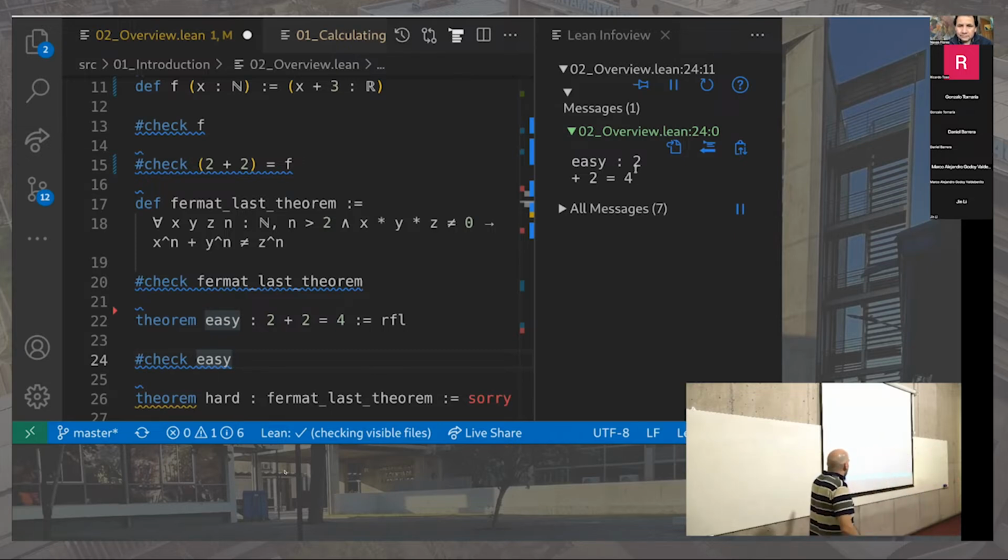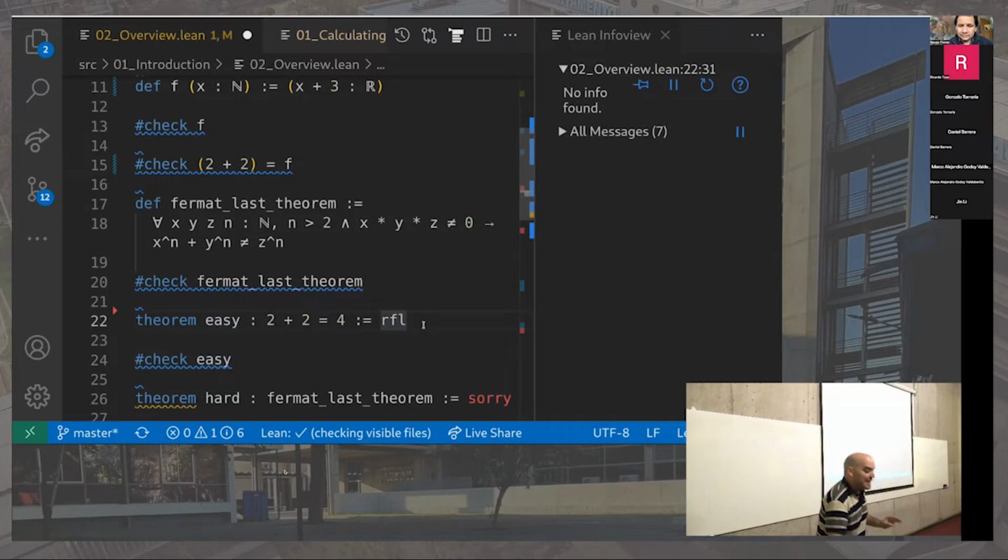But I think it's interesting to show you at the beginning. So you have to think that easy is a proof of the fact that 2 plus 2 is equal to 4. Ignore how Lean constructed it. It constructed it using this keyword, but the idea is that easy is a proof of a proposition. Which one? 2 plus 2 is equal to 4. So any proposition that has something of its type is a true proposition.